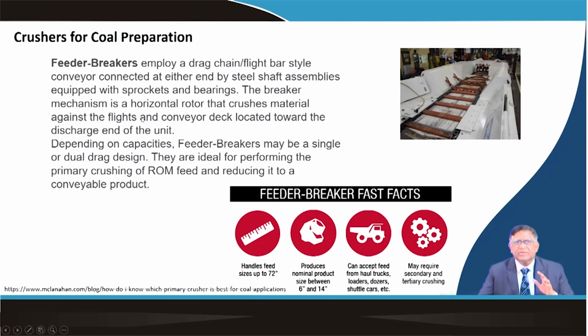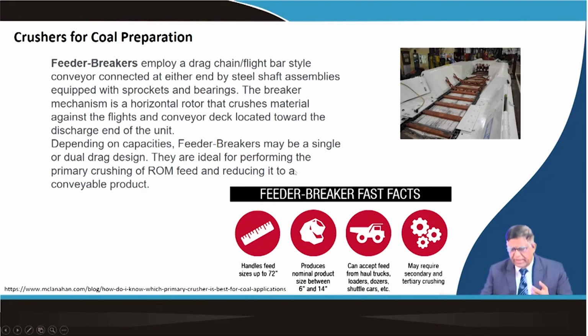Now, for coal there is the feeder breaker. Feeder breakers are often used, because if the sizes coming are up to 72 inches, big rock boulders, they can be reduced to 6 to 14 inches. In this type of feeder breaker, there is a chain conveyor with flight bars, and at the end there is a drum, you can see, with toothed things.